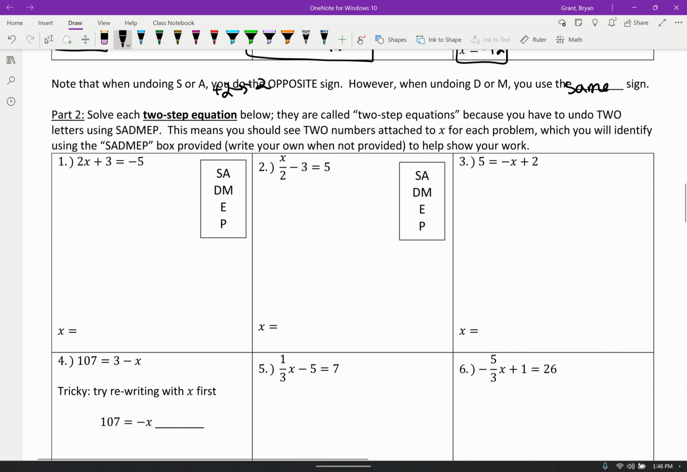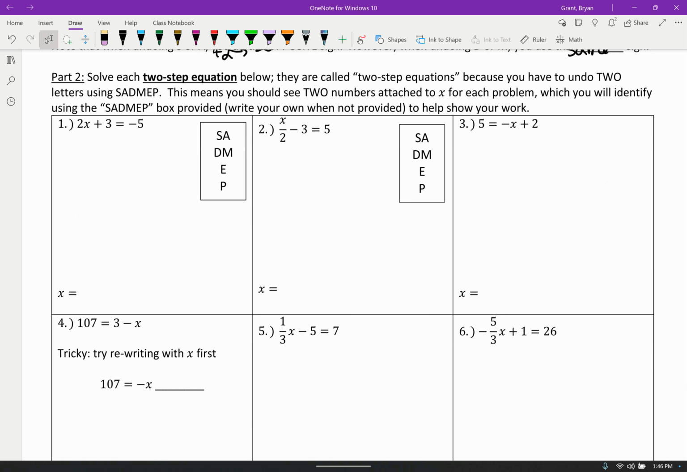Now that we have that, we're going to move into two-step equations. Now, two-step equations are just like one-step equations, but one-step equations only had one number on the same side as x. Two-step equations will have two numbers on the same side. So that means using SADMAP, you're going to have to circle 2 letters instead of 1, and you'll have to do 2 lines of work instead of 1 to get to your answer.